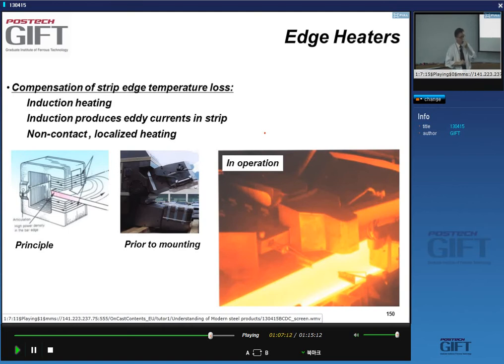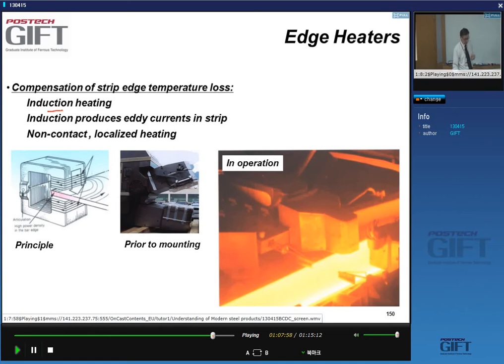You may have noticed on the infrared picture I showed earlier that the edges of the strip are actually also cooler than the central part of the strip. To address that problem, some lines install edge heaters. And those are usually induction heaters, yes, which only heat the edge of the bar, to have a homogeneous temperature and to compensate the heat loss at the edge of the bar.